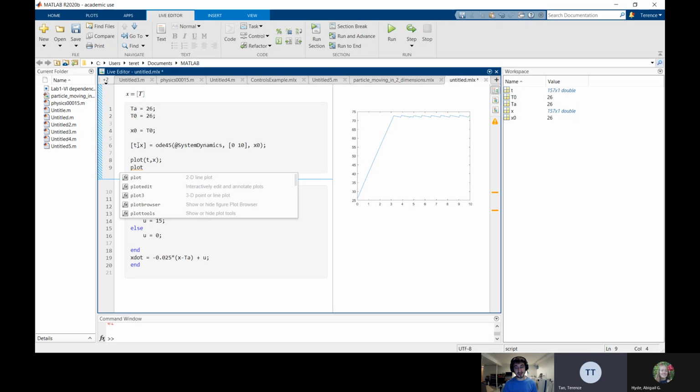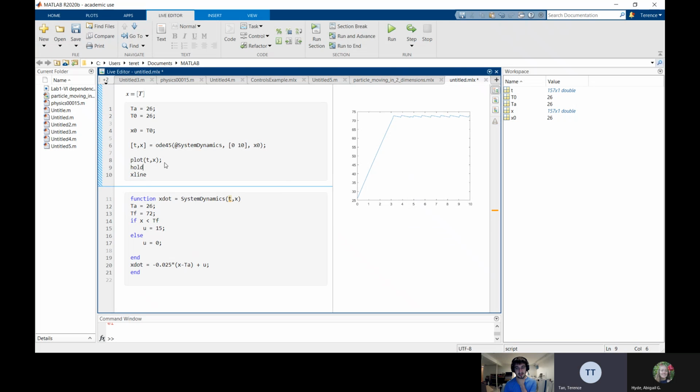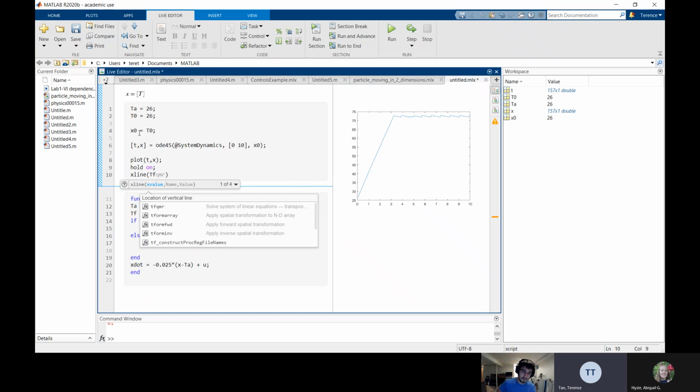So there's actually an easier way to do this. Use the command xline. Oh, xline. Okay. You do need to do hold on first, though, so that it stays on the same plot. Yes. And then xline just takes one input parameter, which is the place to put it. So in this case, just TF or 72, whatever.